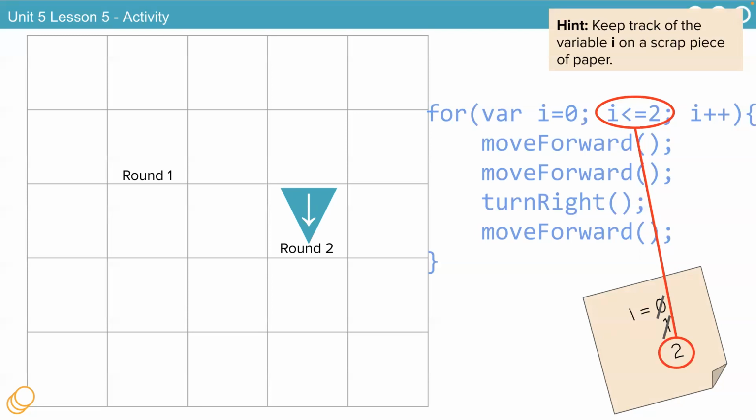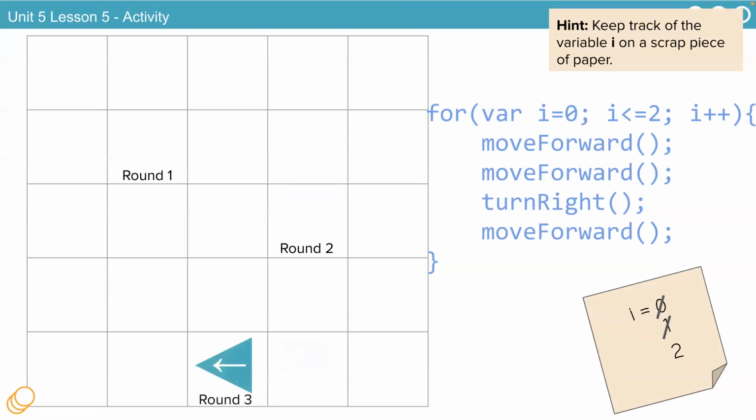I almost never change this because it's going to mess you up. But you might have to in your instance. So this round 3, you are going to have a round 3. Move forward, turn, move forward. And then 3 is no longer less than or equal to 2.